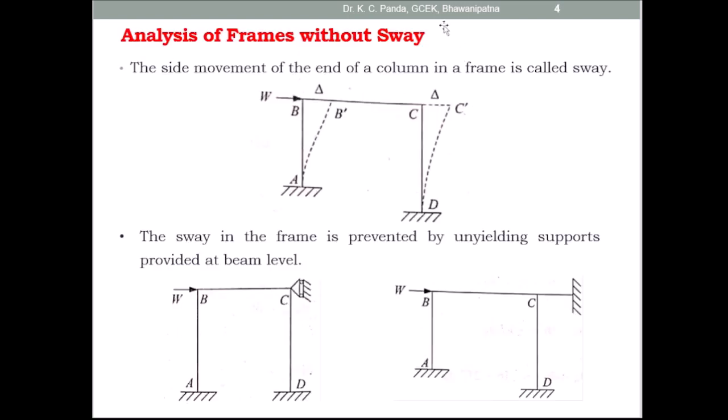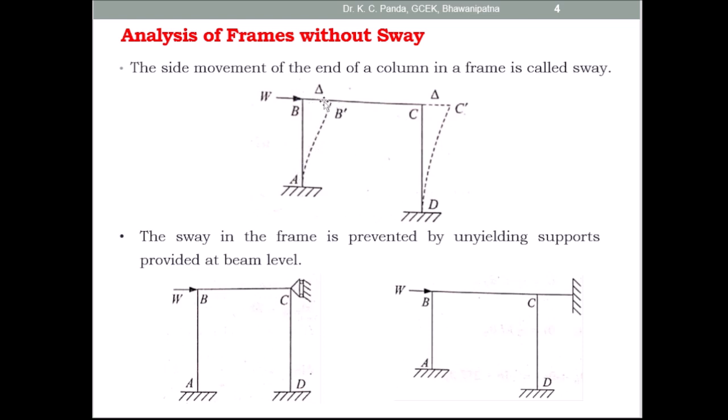Then coming to what is sway and non-sway frame. If the side movement of the end of a column takes place, then the frame is called a sway frame. So look at this figure. Due to the horizontal loading, here the sway takes place. The sway amount is delta. So the original vertical member AB is displaced to the member AB dash.